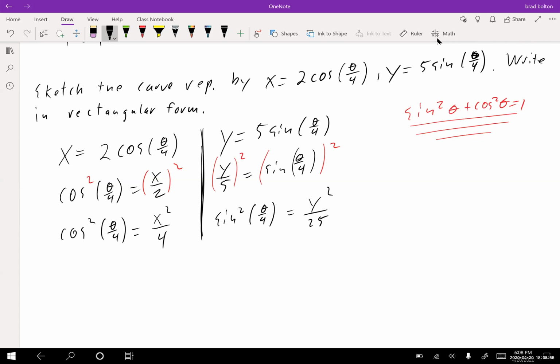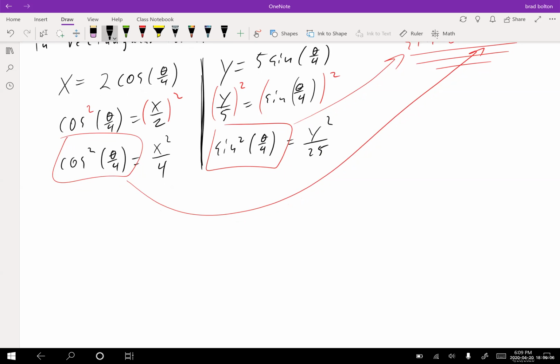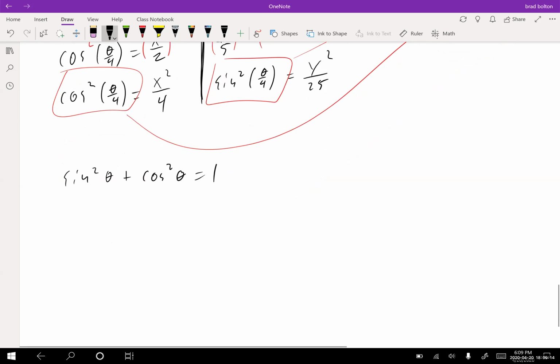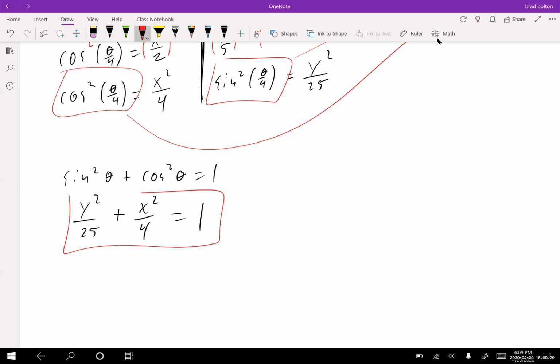Now we should be able to take this and put in the sine squared and the cosine squared, using our replacement values. So we now know that sine squared theta plus cosine squared theta is equal to 1, which gives y squared over 25 plus x squared over 4 is equal to 1. Now this is a particular shape that you should know. This is now in Cartesian or rectangular form, and I now know how to graph this. This is an ellipse, because it has a major axis and a minor axis.